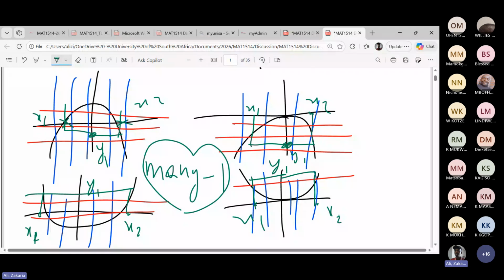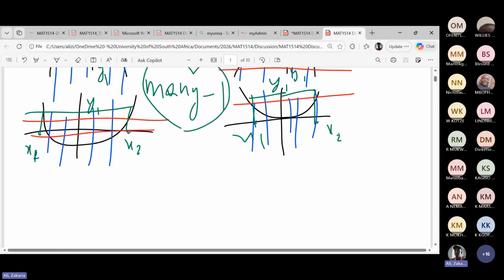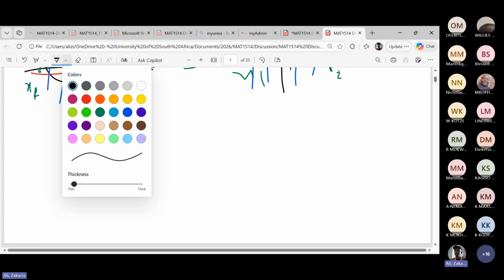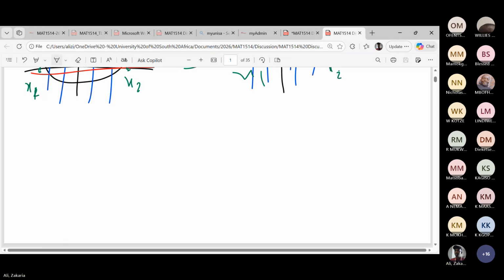So which means that they are functions, but they are not necessarily one to one because they are many to one. Now let's see different types of examples. Please make sure you stop me when the 7 minutes is reached.